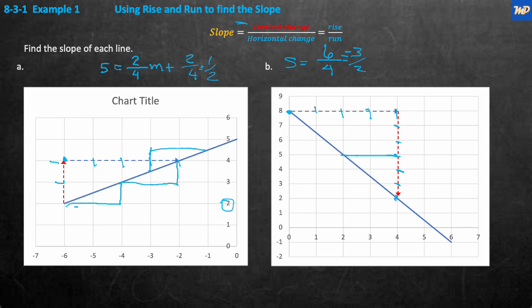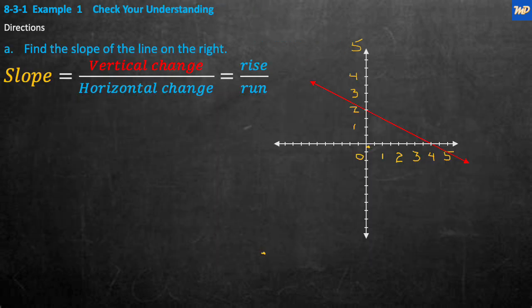So negative numbers going down, positive numbers going up in the y-axis. You can have a negative x too. If you're going the other way, it's a negative x. Okay, and check your understanding for example 1.